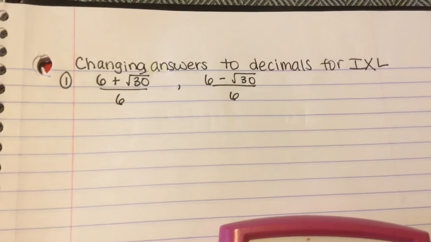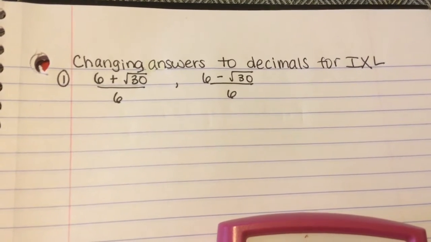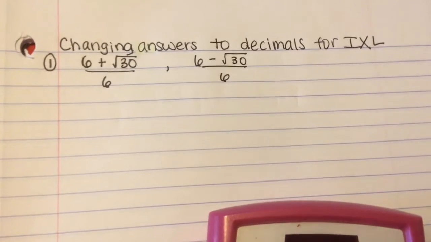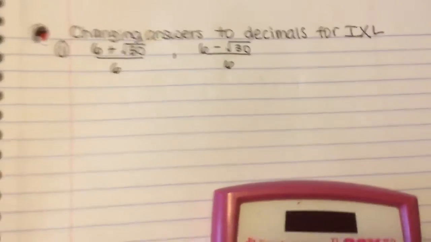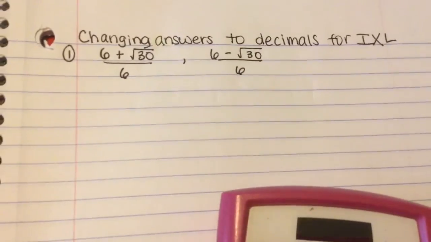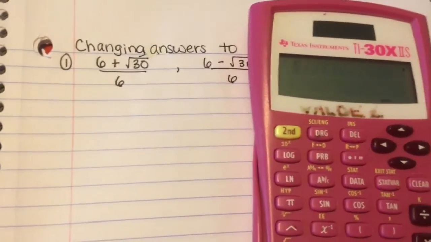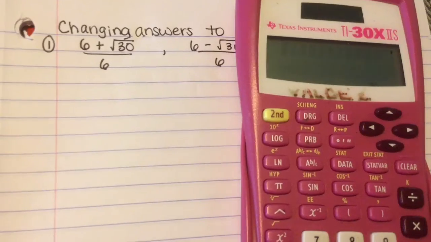All right, so a few of you are having trouble changing your answers to decimals for IXL. So this is an example of two answers that you might have gotten doing the work on your own. I'm going to show you how to change those into decimals real quick. The only way that you should do this is in your calculator.